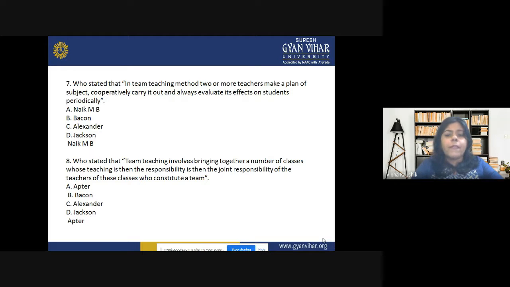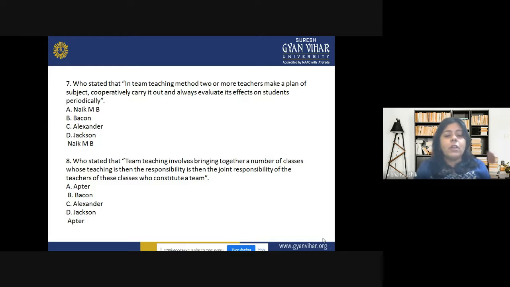Content or topic, and its effect on students periodically. Now the options are A. Nayak MB, B. Bacon, C. Alexander, or D. Jackson. So students, these are the options. Now you have to select the correct one on the basis of the given choices, and the correct answer will be option A, that is Nayak MB, who has stated this particular definition.